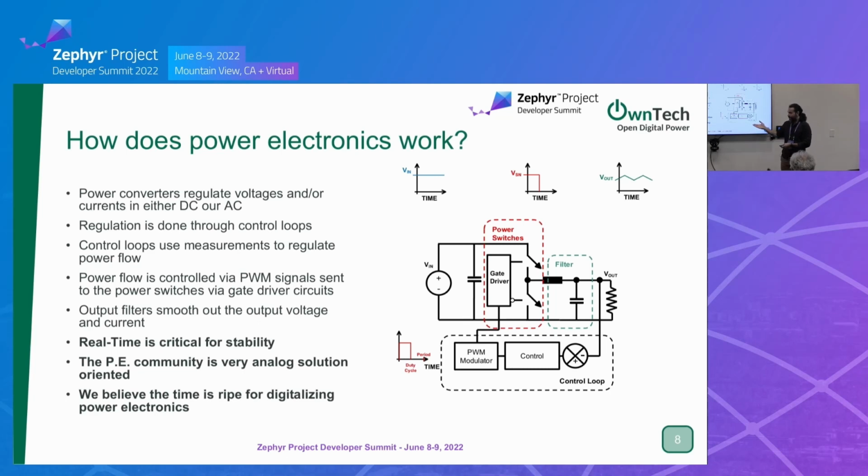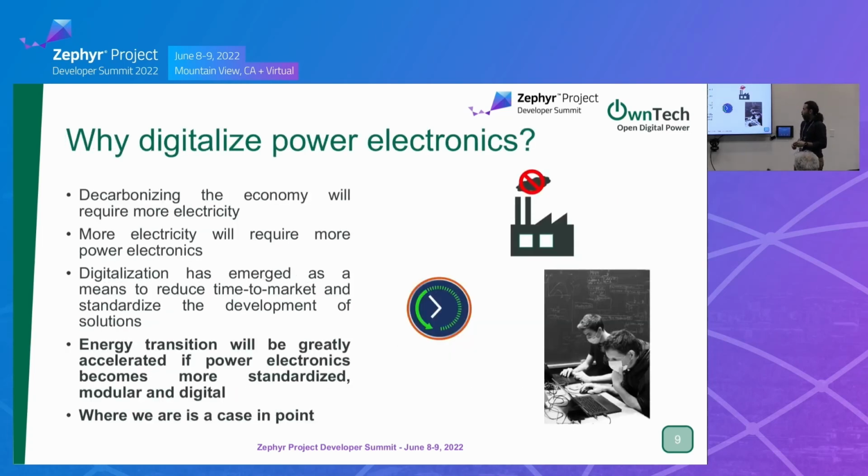And we believe that the time is ripe for digital power electronics. That's what we are betting on. So why bother digitalizing power electronics? Well, decarbonizing the economy will require more electricity, and more electricity will require more power electronics. Digitalization has emerged in the past as a means to reduce time to market and standardize development of solutions. This has already been done.